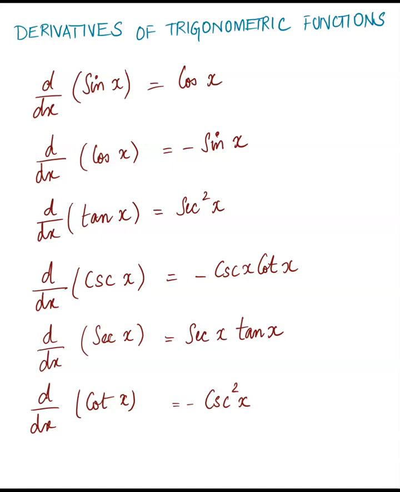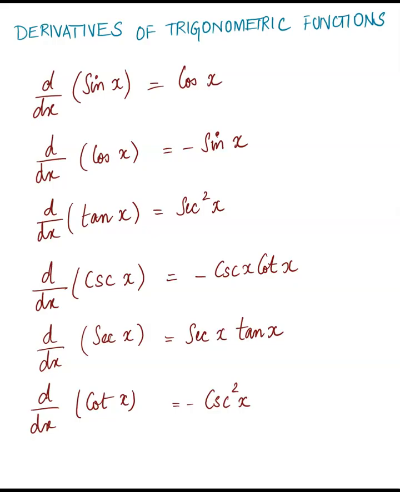So here is the list of all the derivatives. The derivative of sine x is cosine x. The derivative of cosine x is negative sine x. For tan x, it's secant squared x. The derivative of cosecant x is negative cosecant x cot x. That's a little different, but you can remember it as c and c, cosecant and cot, with c functions. The derivative of secant x is secant x tan x. And the derivative of cotangent x is negative cosecant squared x.